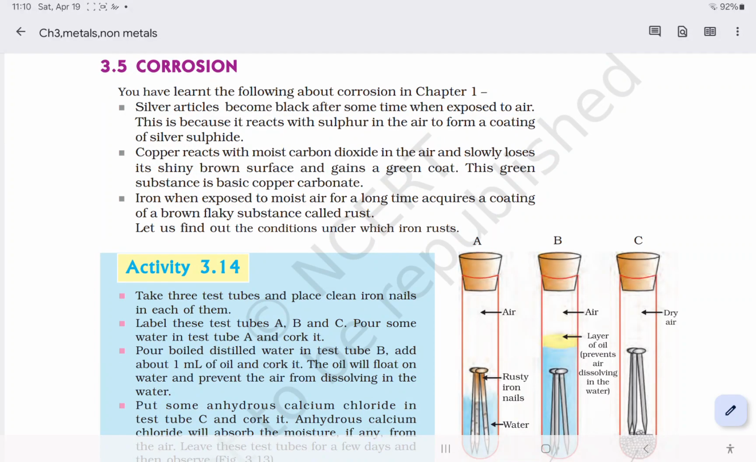Hello students, in today's lecture we are going to discuss the corrosion process. This we already covered in our first lectures, so again we are going to discuss this.